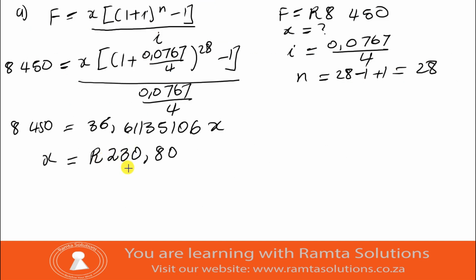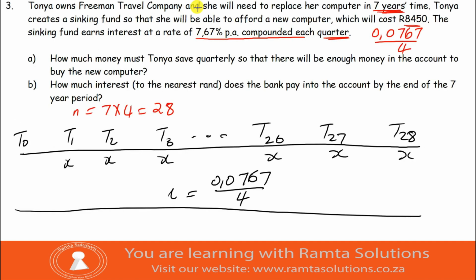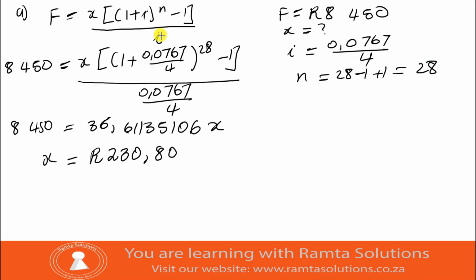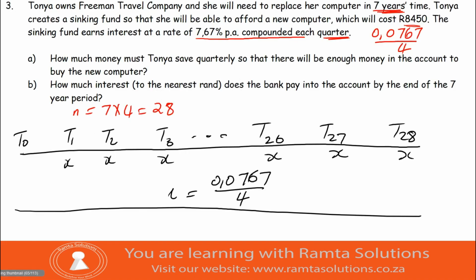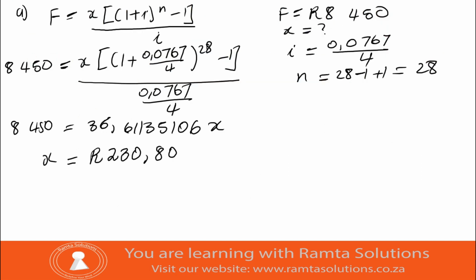Perfect. So this is it. Now, let's get to the second question. It says, how much interest does the bank pay into the account by the end of the 7-year period? So when we want to know this interest, number B, interest paid. When we say interest paid, we are not saying 0.0767 over 4. So what's expected?